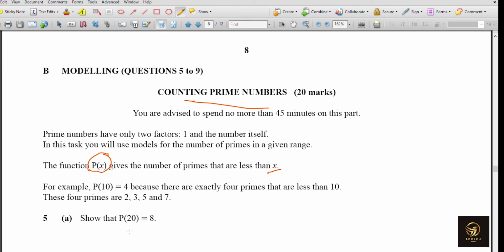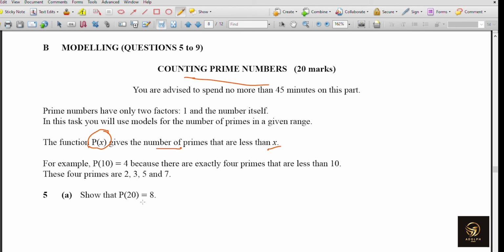For example, p of 10 is 4, which means until 10 there are 4 prime numbers. The primes up to 10 are 2, 3, 5 and 7, so totally there are 4, and that's why they have written it as 4. Show that p of 20 equals 8.